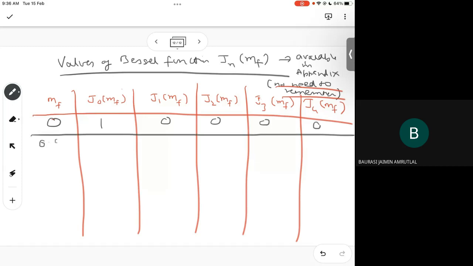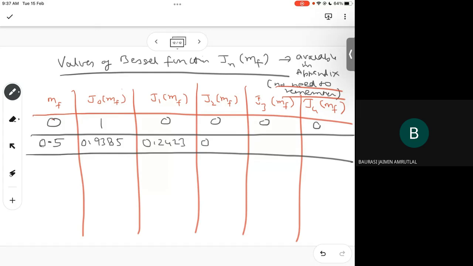I can have MF as 0.5. Again, this could be calculated, but this is beyond our scope, so just remember that. It is given as 0.9385, 0.2423. As I said, no need to remember. But we use this for our understanding of FM in the various examples that we see later on. And J4 is not shown, it is still continuing.